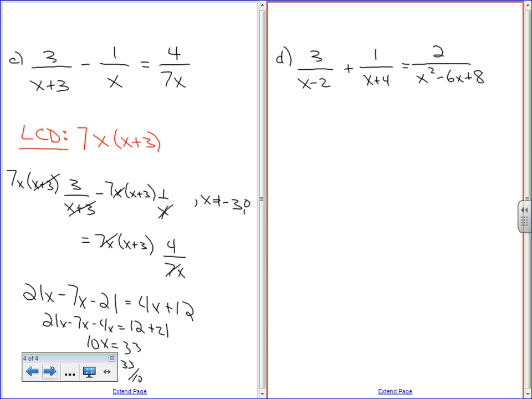So the concept's exactly the same. You have a rational equation. You want to solve your rational equation. So you identify the lowest common denominator. Okay? So the lowest common denominator has to be a term that x minus 2 goes into, x plus 4 goes into, and x squared minus 6x plus 8 goes into. Okay? So it becomes a lot easier to identify the lowest common denominator if you factor. Okay, so anything that could be factored, always factor first.